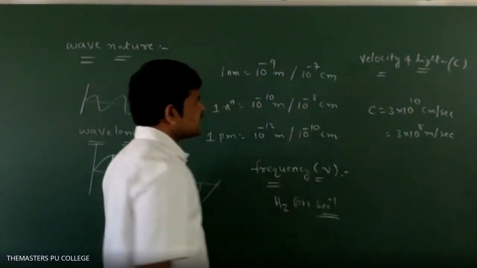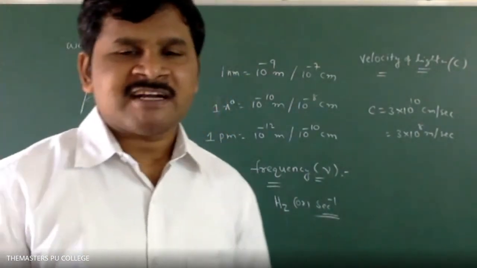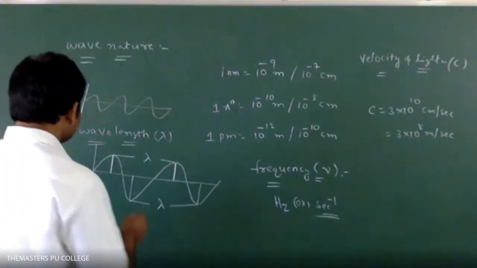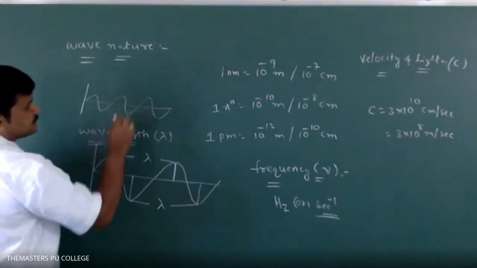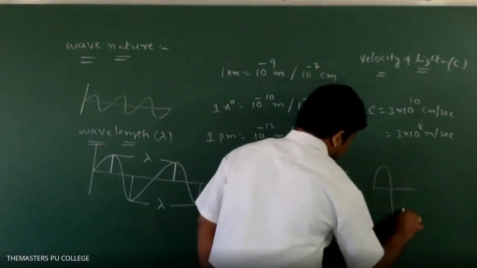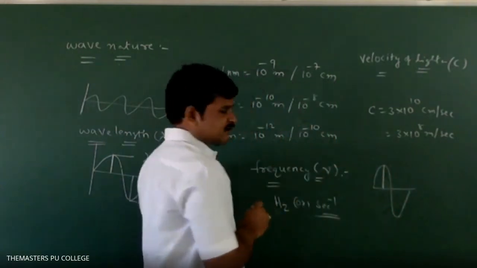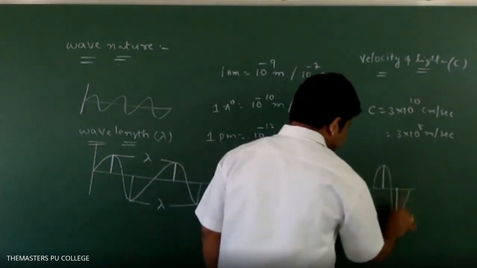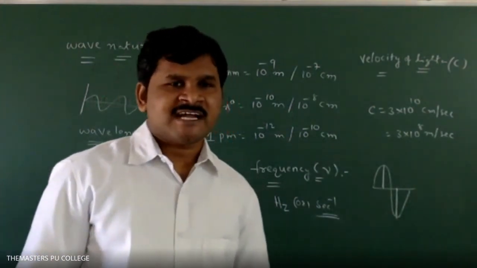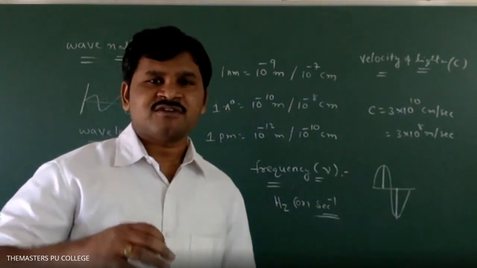Wavelength, frequency, velocity. Next, fourth one is what? Amplitude. What is amplitude? The height of the crest. Say, for example, this is amplitude. The height of the crest or depth of the trough is called amplitude. So greater the height or greater the depth, the number of waves produced are more.